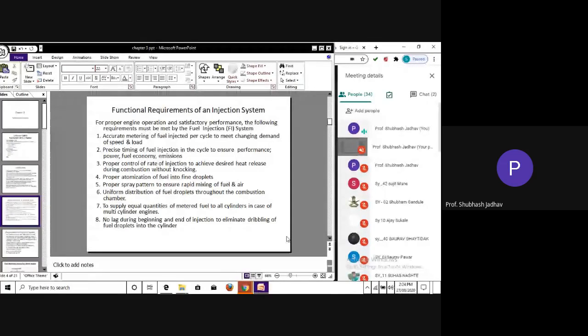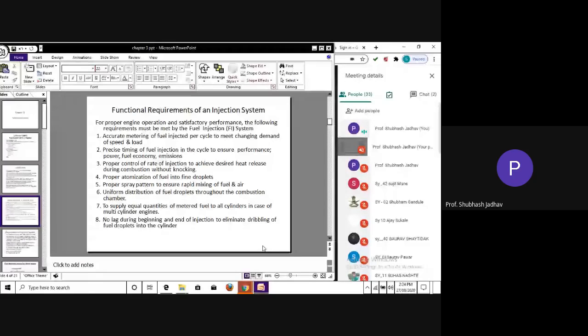If the density of the droplets in a particular region is more, then they may or may not burn. And if in a particular region the droplet density is less, then the air may be unutilized. So it is very essential to ensure a uniform distribution of the fuel droplets in the combustion chamber. Then, to supply equal quantities of metered fuel to all the cylinders in a multi-cylinder engine.